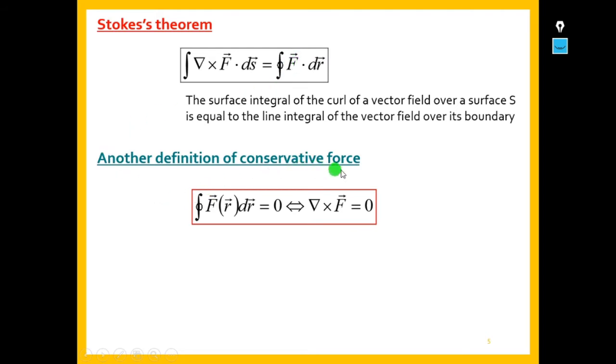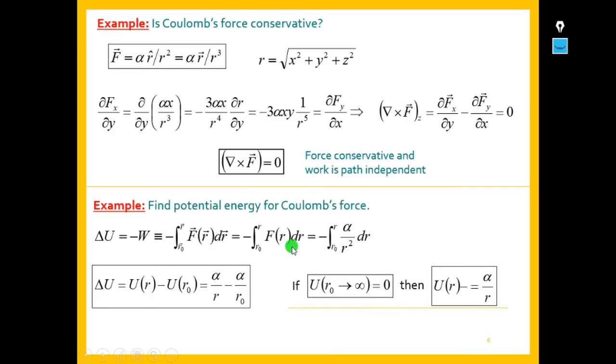So another definition of a conservative force is that the line integral of F(r)·dr is equal to 0. That means del cross F should be equal to 0. According to Stokes' theorem, the integral of del cross F is equal to the line integral of F·dr. But in the case of conservative forces, F is a function of the position vector r. That means this value should be equal to 0, so del cross F should be equal to 0. That means the curl of the conservative force should be equal to 0.